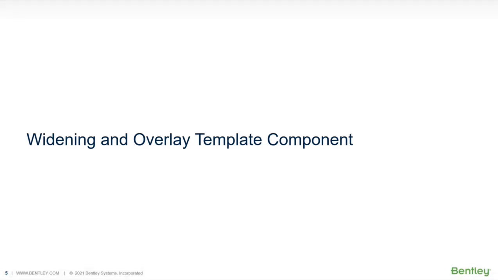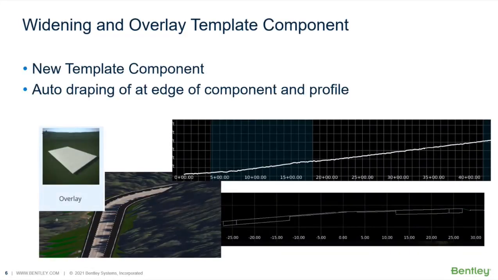So what is a widening and overlay template component? It's a new template component, and it's auto draping. It's called overlay. When you go into build your templates, you'll see that here in a minute. It has some auto draping at the edge of the components in the profile. So it will pick up existing pavement cross slopes and also drape the profile onto the terrain that you have in there.